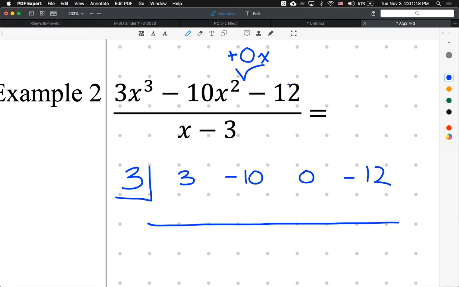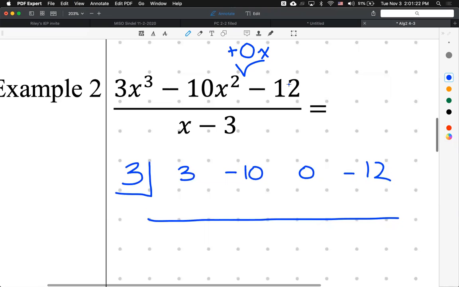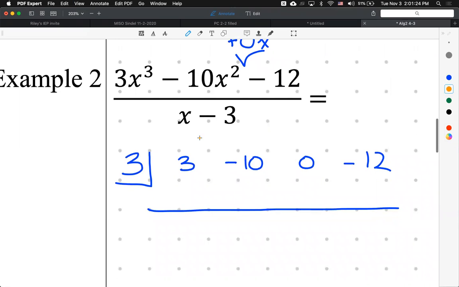Next volunteer, do all the synthetic division. I'll do a final volunteer to give us the final form. So you're going to bring the first 3 down. That's just going to be 3. And you're going to multiply that 3 by the 3 in the corner, which will give you 9. Add negative 10 and 9 together, you get negative 1.